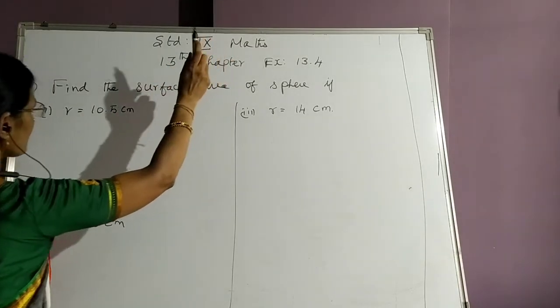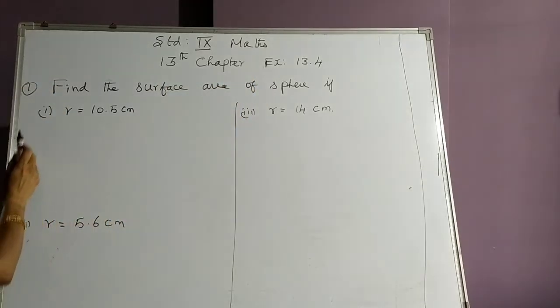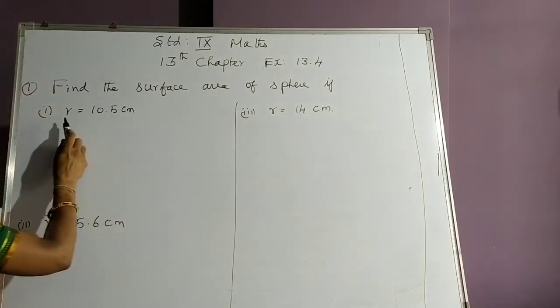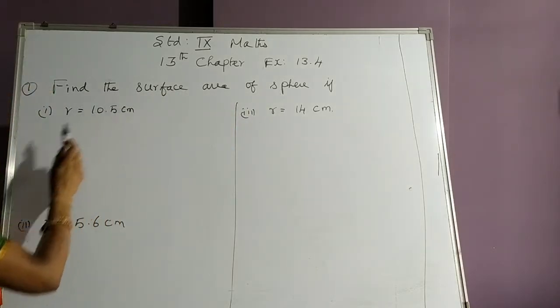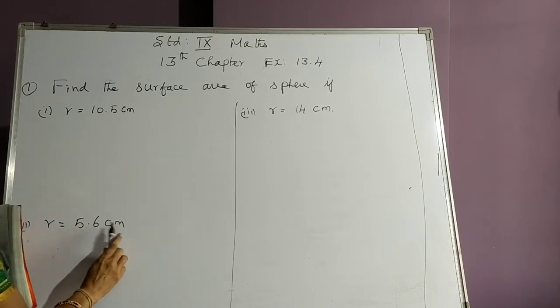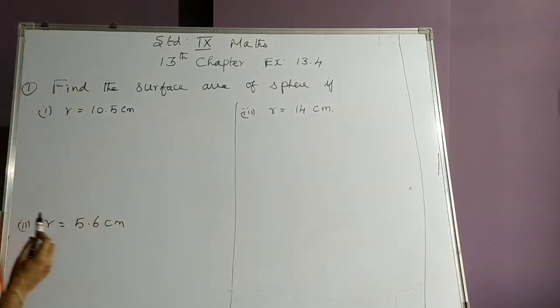Standard 9th Maths, 13th chapter, exercise 13.4. The first question is, find the surface area of the sphere if r is equal to 10.5 centimeter. In the second subdivision, r is equal to 5.6 centimeter. And in the third subdivision, r is given as 14 centimeter.